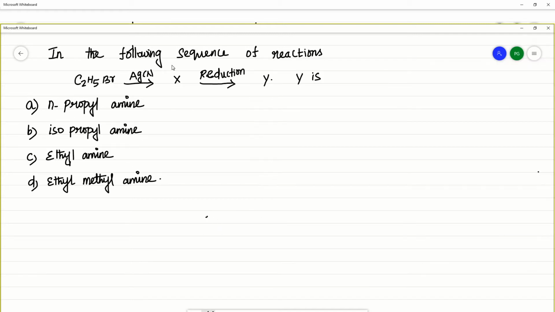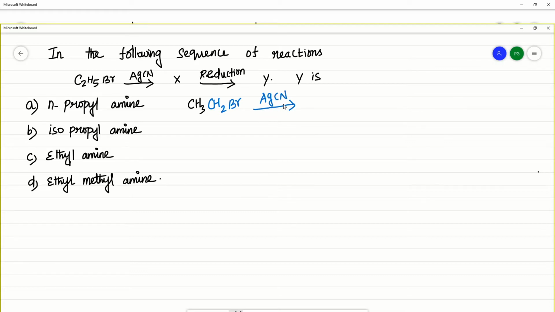In the following sequence of reactions, C2H5Br with AgCN gives X. On reduction, it gives Y. So what is Y? We have an alkyl halide. What is C2H5Br? It is CH3CH2Br.